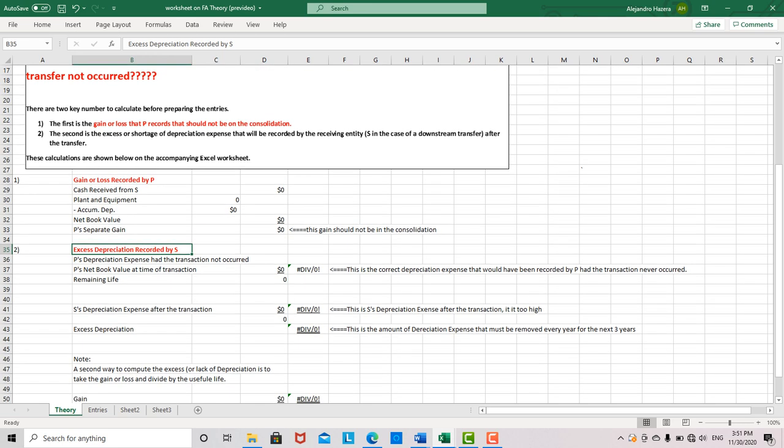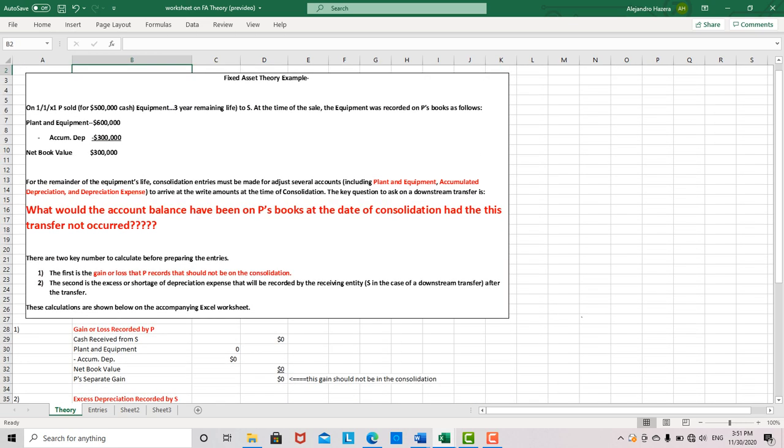The first calculation you have to do on all these transactions when you have an intercompany transfer is P's separate gain or loss. So let's go back to the text of the problem. It says P sold equipment for $500,000 cash. It has a net book value of $300,000. The net book value is plant equipment of $600,000 less accumulated depreciation of $300,000.